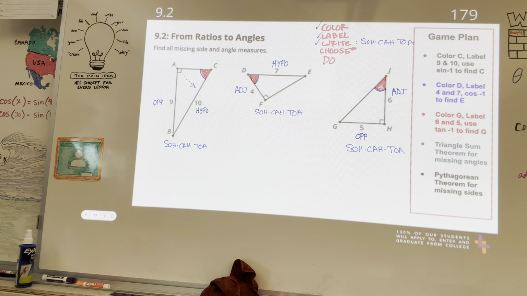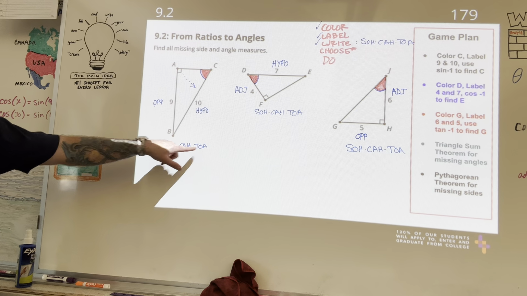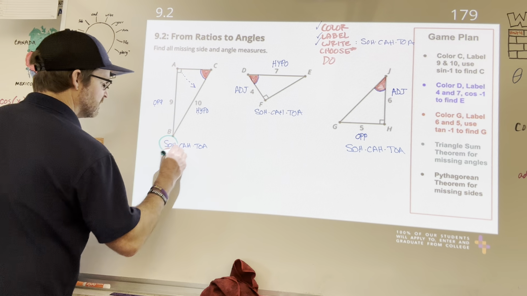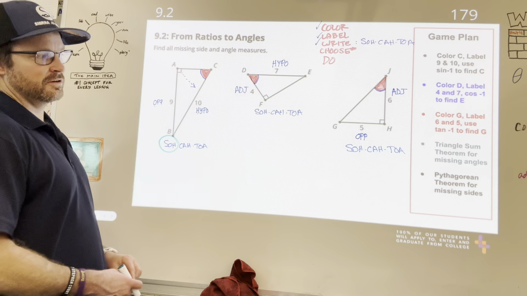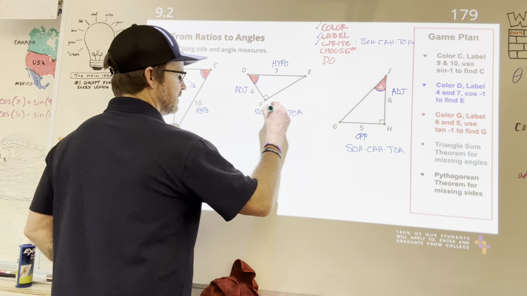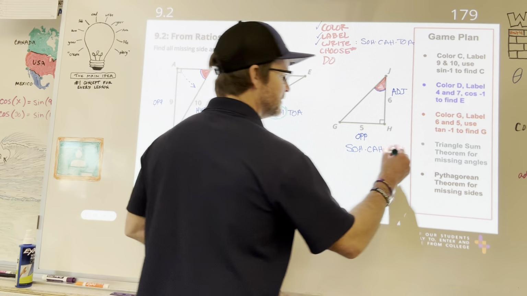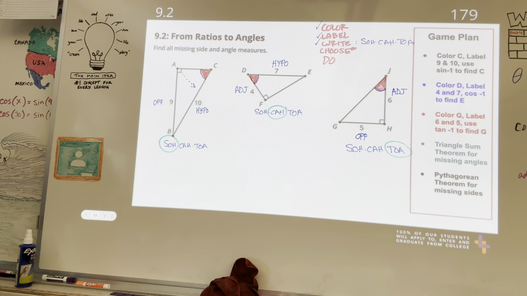Tell me which one to circle, which one to choose on this one. Tell me which one to choose on this one. Ka. And then tell me what to choose on this one. Toa. So you see why I chose those angles? Yeah. We're gonna do one of each. Okay. So here we go.